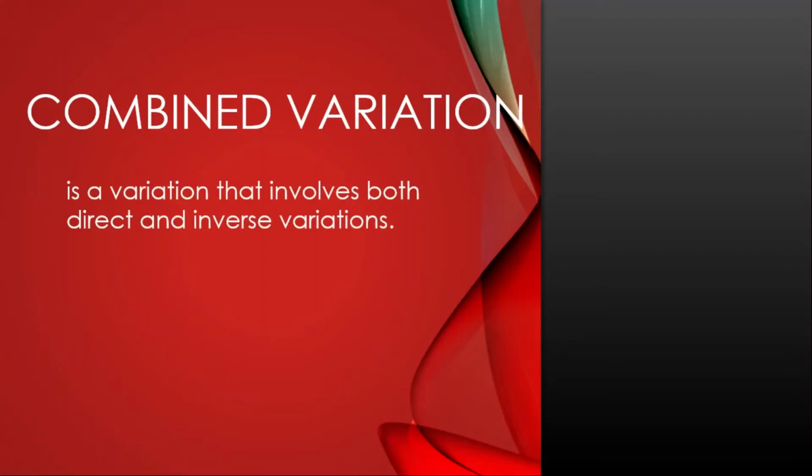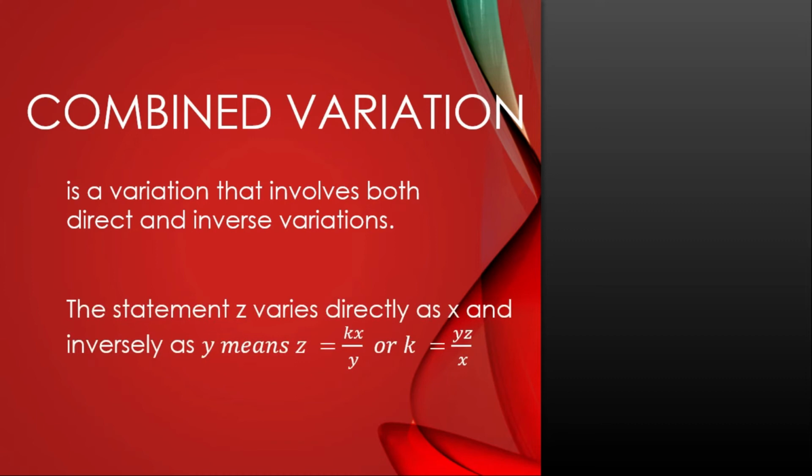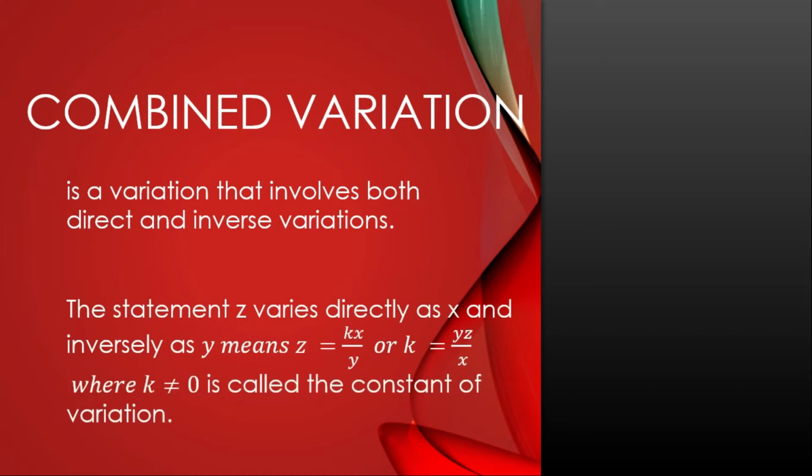Okay, dito naman tayo sa combined. It is a variation that involves both direct and inverse variation. So, dito sa combined variation class, pinagsama kasi ang inverse tsaka direct. O kaya, inverse tsaka joint. So, dalawa yung possible na kalabasan ng inyong combined variation. So, dalawa din yung pwedeng lumabas na formula.